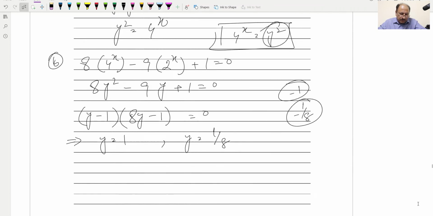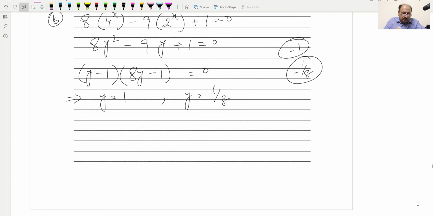So now we can rewrite this y value. We can replace the y value: 2 raised to the x is equal to 1. So this will be 2 raised to y. Basically y is equal to 1 means 2 raised to x is equal to 1, and 2 raised to x is equal to 1 by 8.